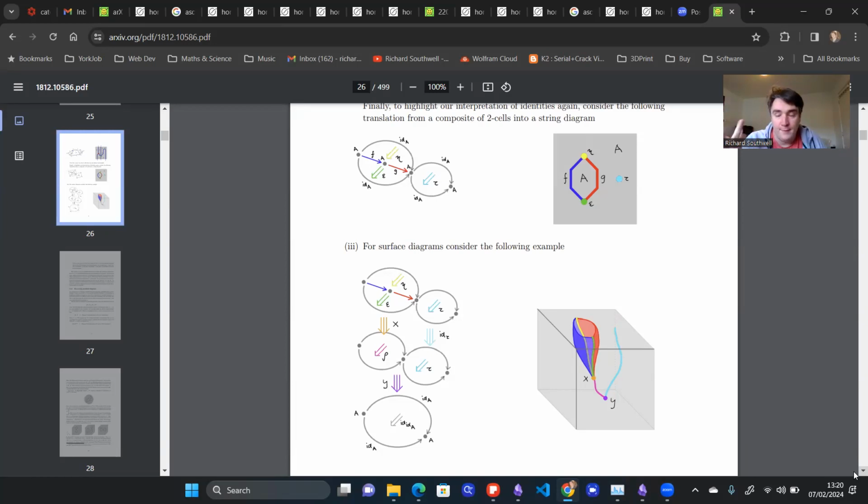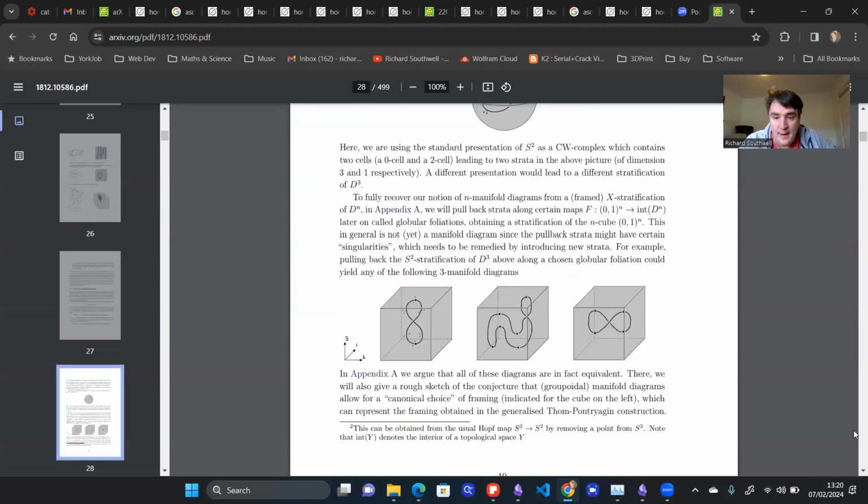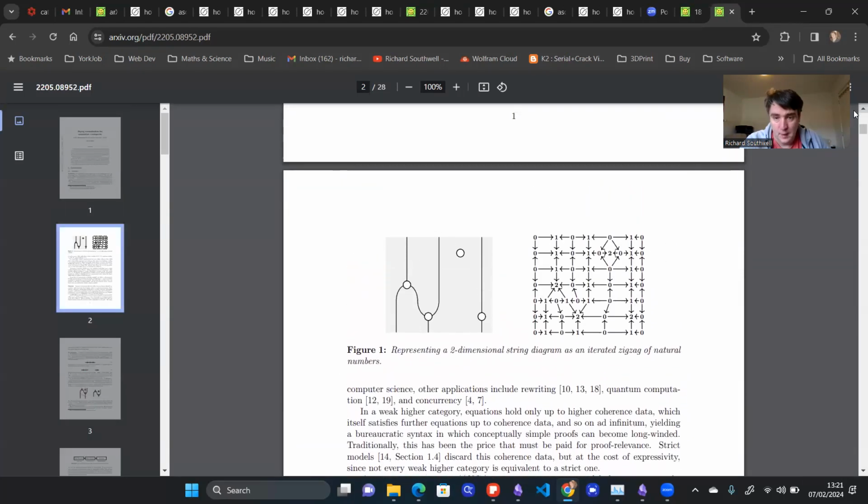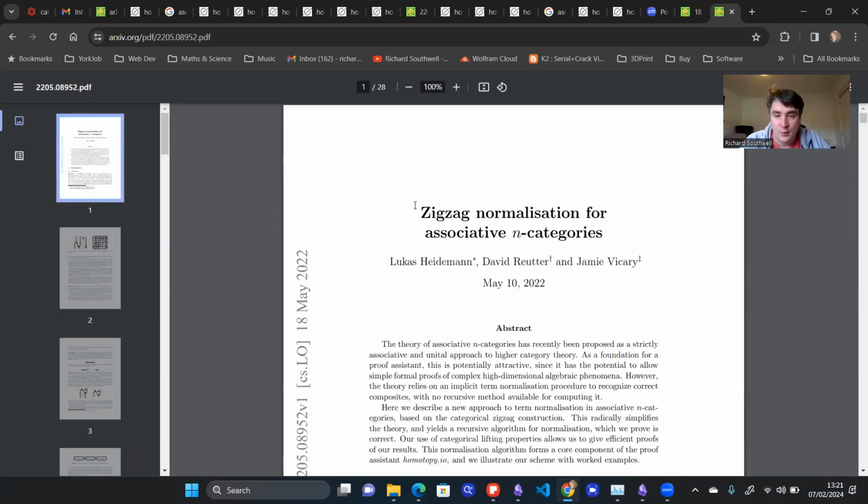So there's this lovely thesis, and also there's some papers on zigzag categories, which are the kind of constructions that you use to set up the data structure behind Homotopy.io. Basically, the idea is that something like this picture on the left in Homotopy.io could be represented by this kind of zigzag pattern on the right. And you'll have to have a look at some papers like this one here if you want to know more about this.